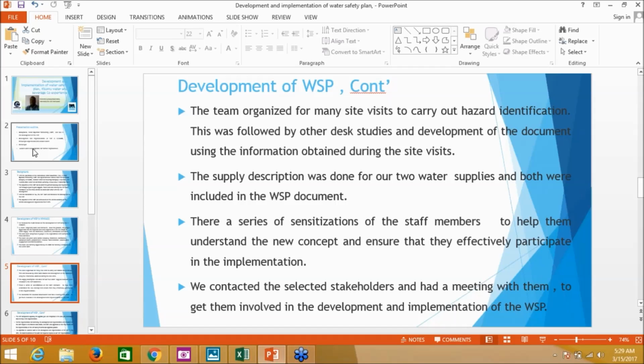Then we did the system description. We have 2 water supplies, which we did different descriptions and included in one document for ease of implementation. Then there was also a series of sensitization of staff members to help them understand the new concept and to ensure that they effectively participate in the implementation.